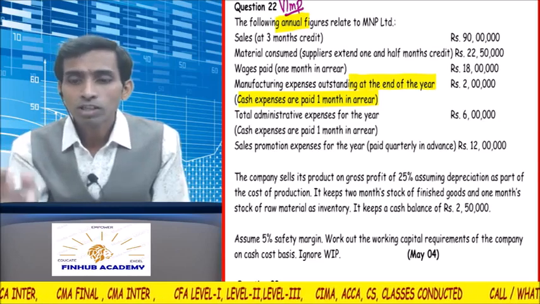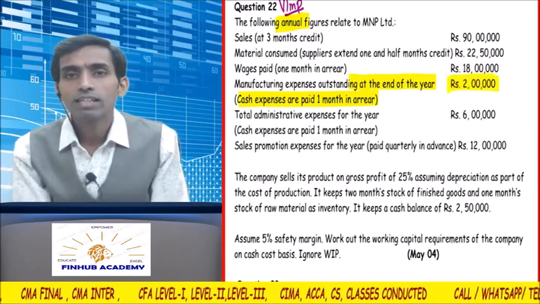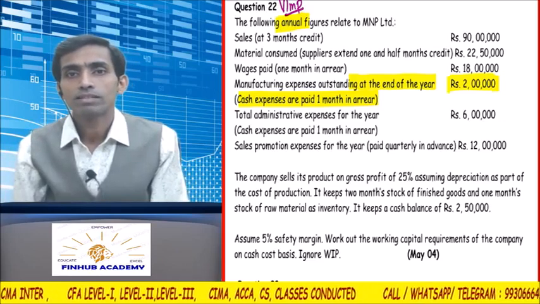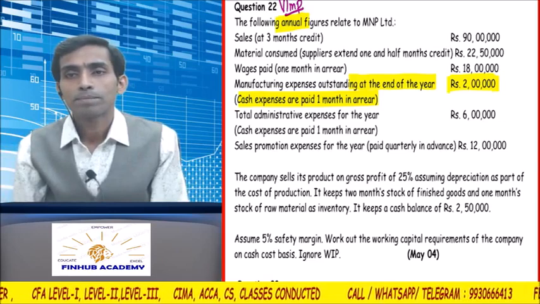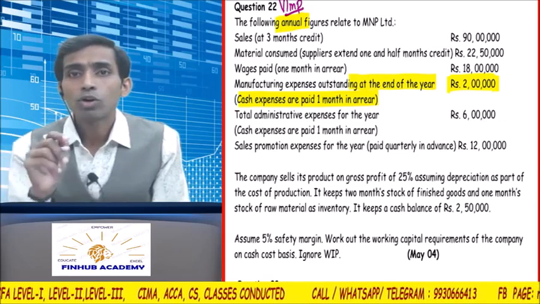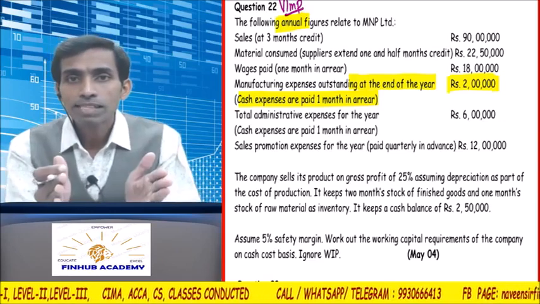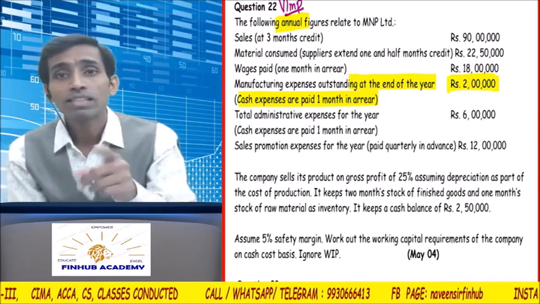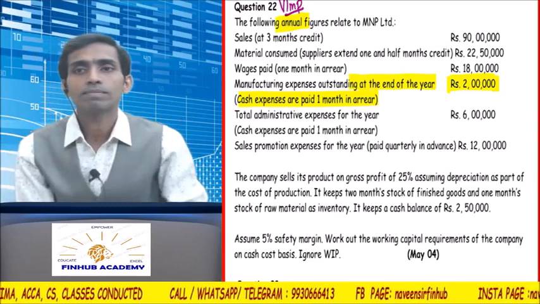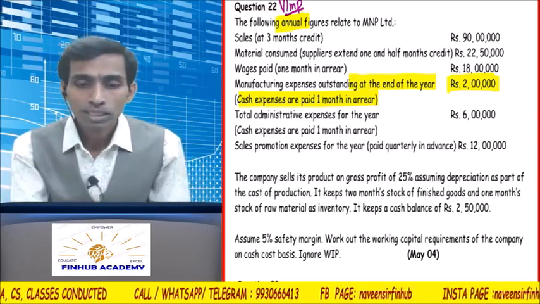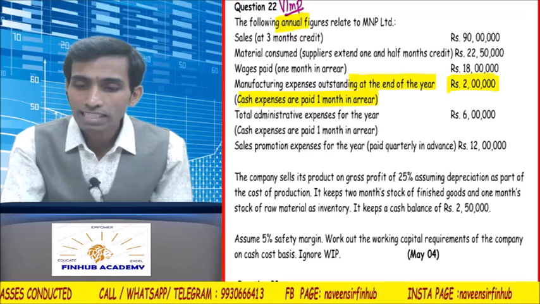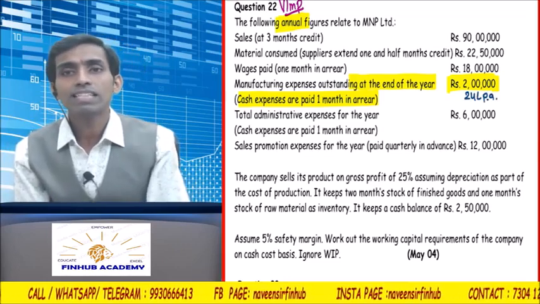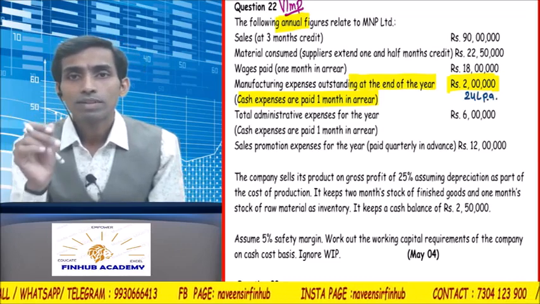So this is not the annual figure. What is the annual figure? Manufacturing expense outstanding is how much? 2 lakhs. How many months do you keep it outstanding? 1 month. That means this is the figure of 1 month, so it is 24 lakhs per annum. Is it clear, guys?